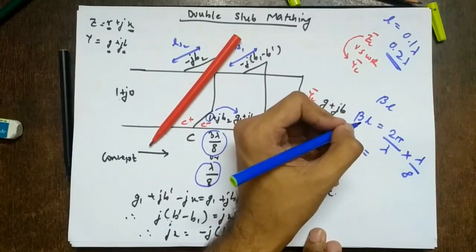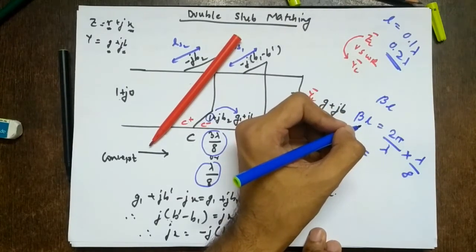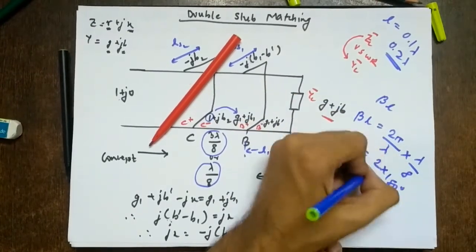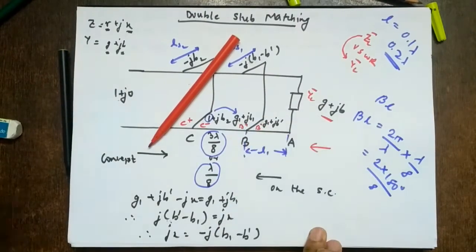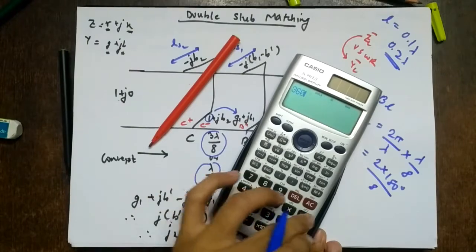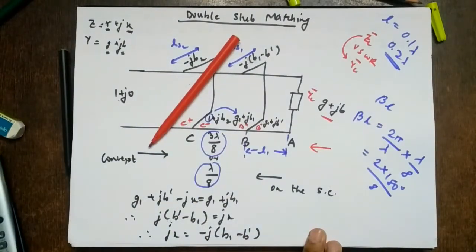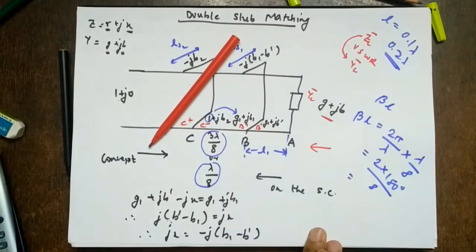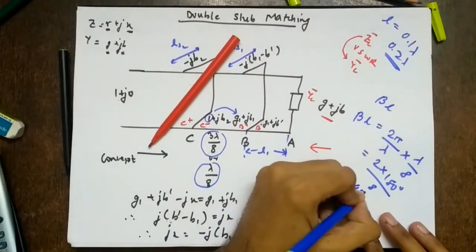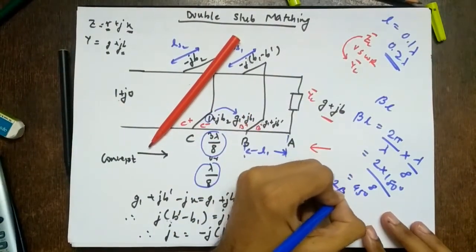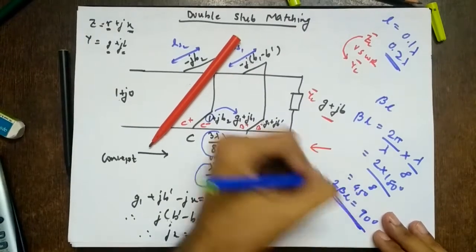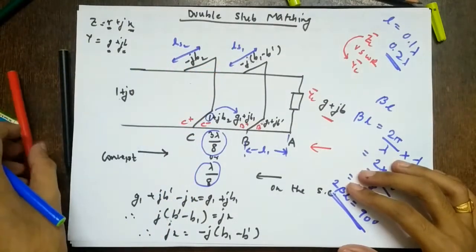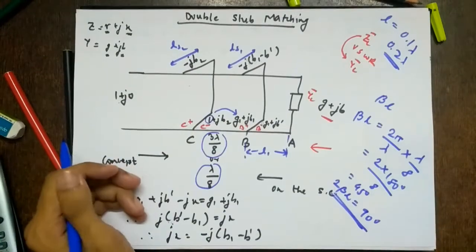So what do you get? Lambda gets cancelled, and pi is 180 degrees. So 2 into 180 degrees upon 8. 2 into 180 upon 8 is 360 upon 8, so it is 45 degrees. Now the electrical length on a transmission line is not beta L, it is 2 beta L, so it will become 90 degrees. So you have to rotate it by 90 degrees. And in which direction? Anti-clockwise. So that we'll see while plotting on the Smith chart.